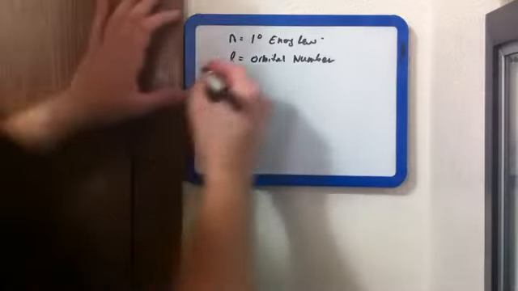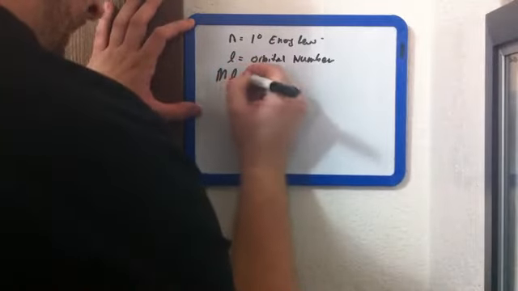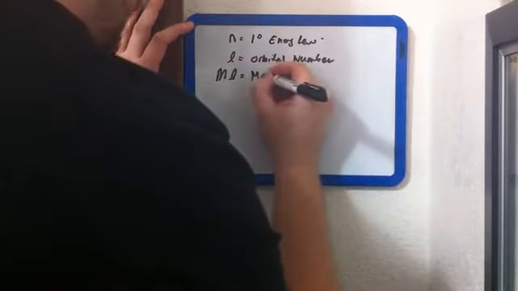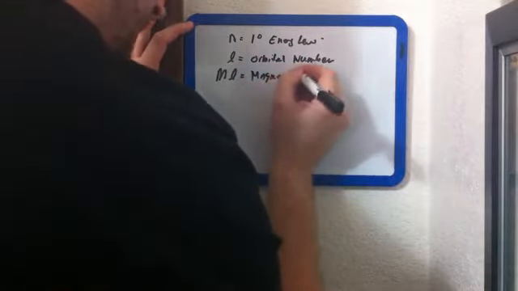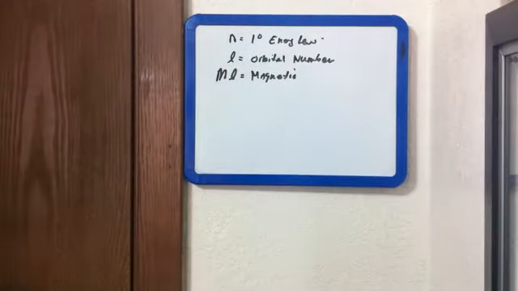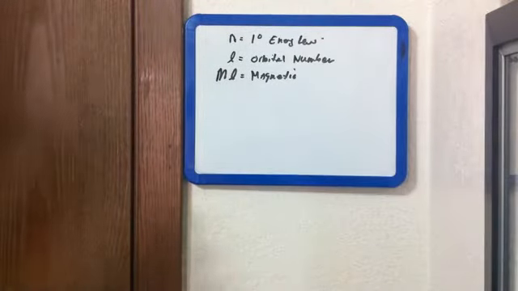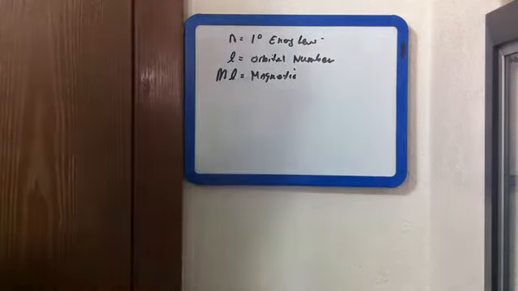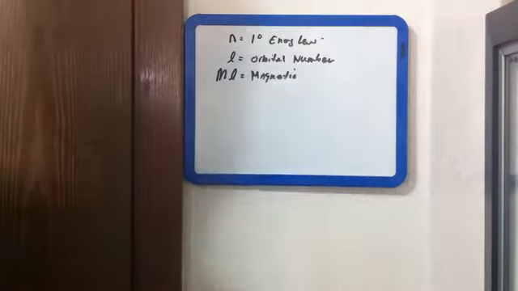Then I have something called M sub L. M sub L is our magnetic number. And really what it describes is the shape of an orbital. As you guys know, these orbitals can take on different types of shapes, and some can get very bizarre and very strange indeed. And that's primarily dictated by the magnetic number.